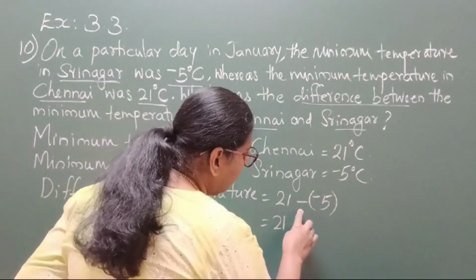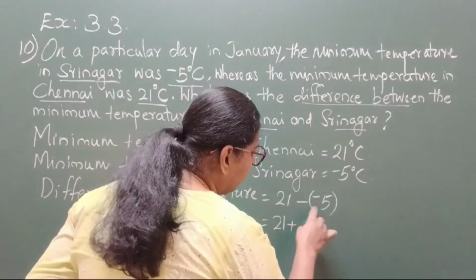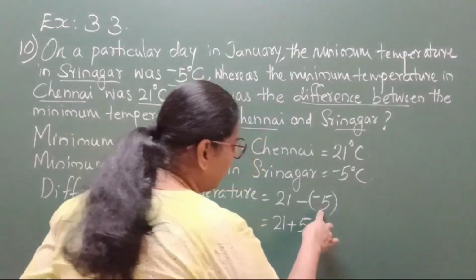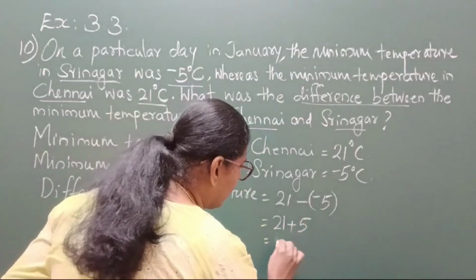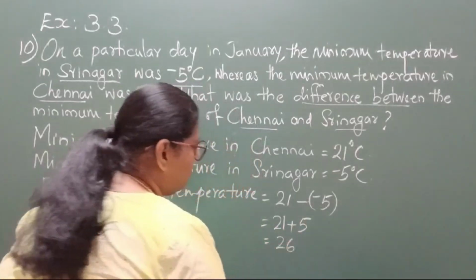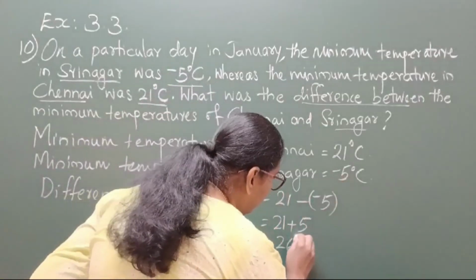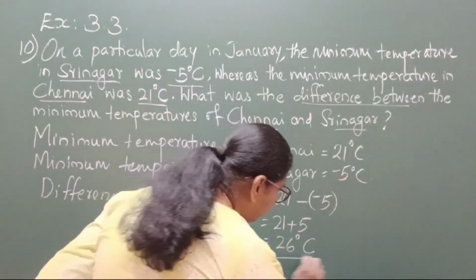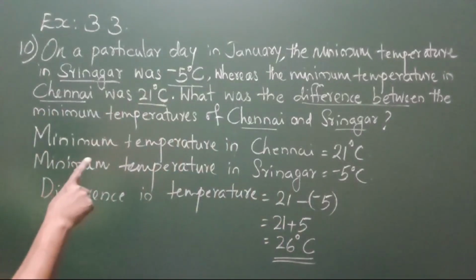21, and when you subtract, we have to use the additive inverse. So this becomes 5. 21 plus 5 is equal to 26. Since it is temperature, we have to mention it in degrees Celsius. This is our answer.